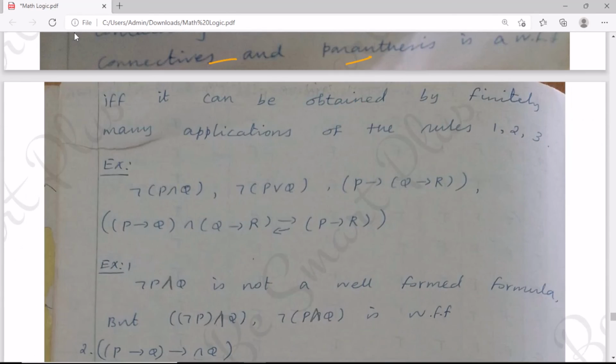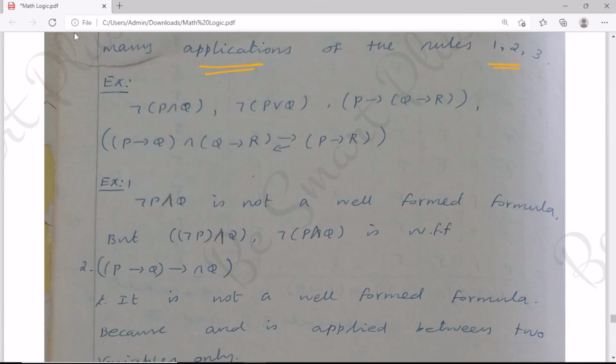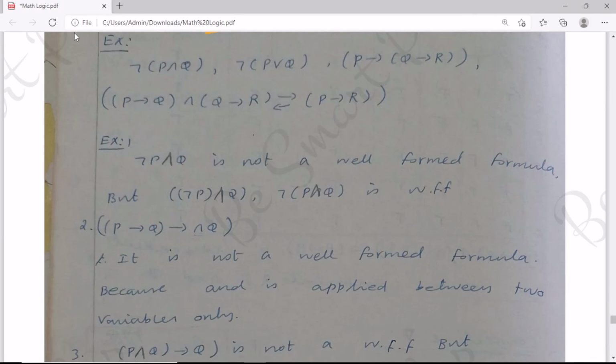A string of symbols containing the statement variables, connectives and parentheses is a well-formed formula if and only if it can be obtained by finitely many applications of the rules 1, 2 and 3 that we have mentioned before. For example, negation of (P and Q), negation of (P or Q), (P conditional Q), (P biconditional Q). So here the outer parenthesis is a must. In some cases we may not need the outer parenthesis, which I am going to explain later.